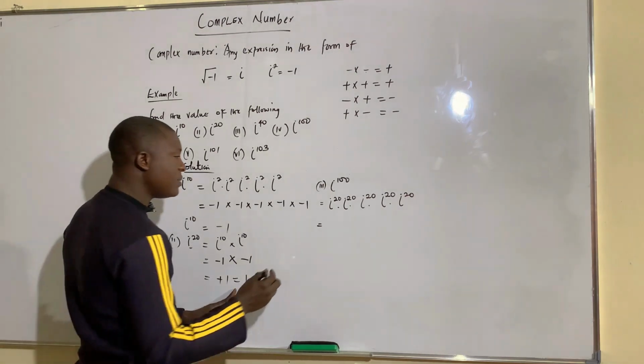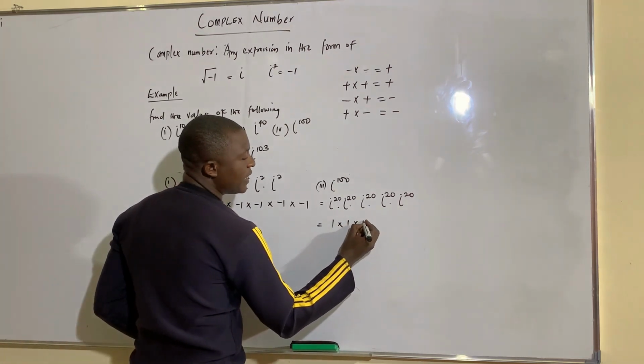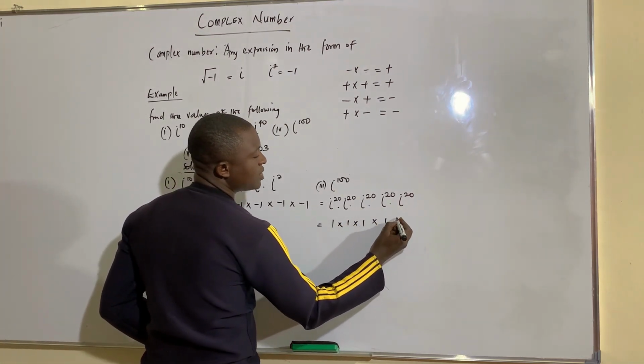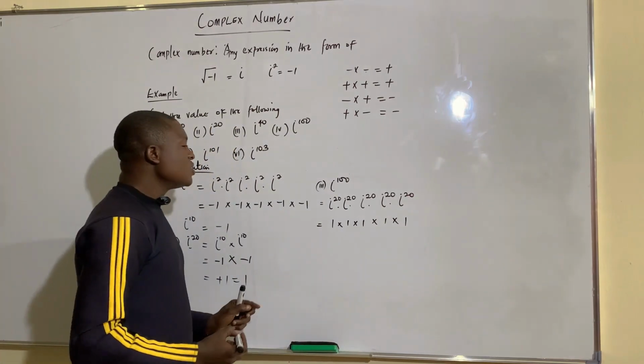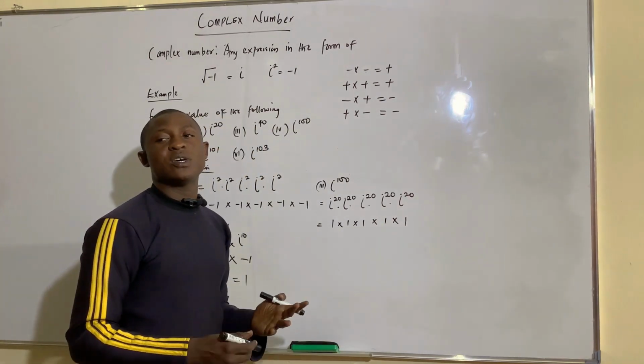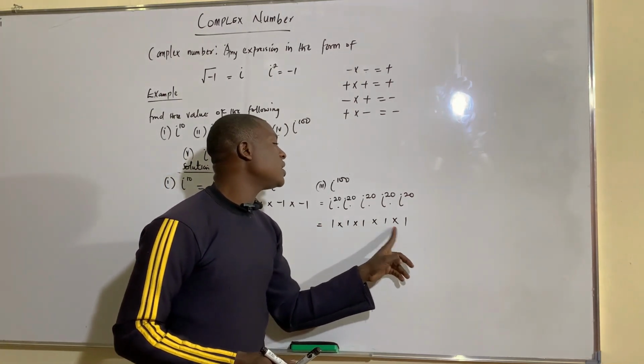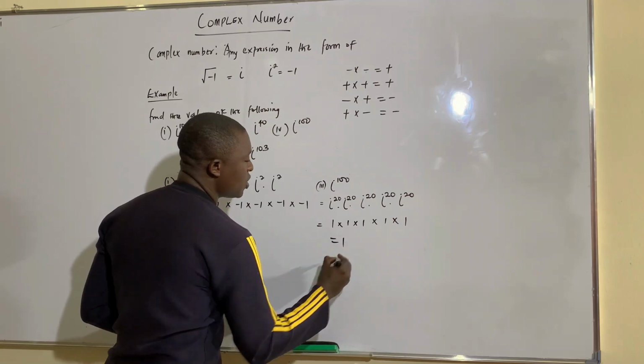It is nothing but 1. That means we have 1 multiplied by 1 multiplied by 1 multiplied by 1 multiplied by 1. And I told you earlier, even if you multiply 1 a million times, of course, you are still going to have 1. That is 1 times 1 times 1 times 1 times 1. Of course, you are still going to have 1.